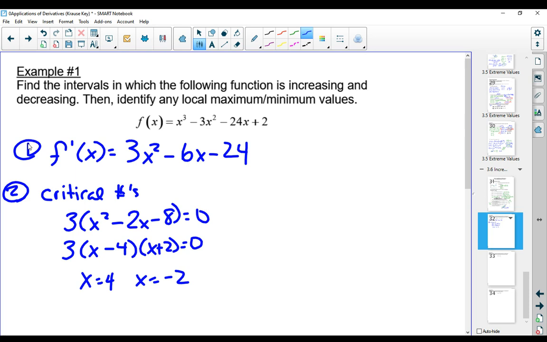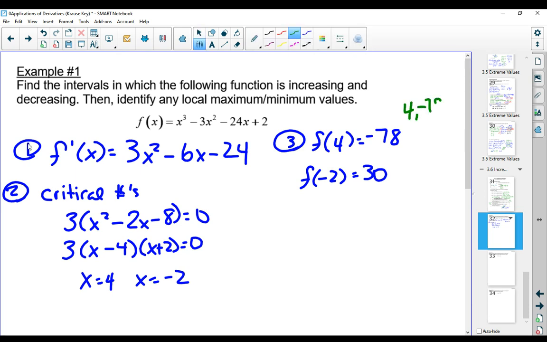We then are going to find out where those points actually occur. So f of 4 is negative 78, and f of negative 2 is 30. Again, I'm trusting that you can plug those into your calculator. So (4, negative 78) is one of our critical points, and (negative 2, 30) is another critical point.